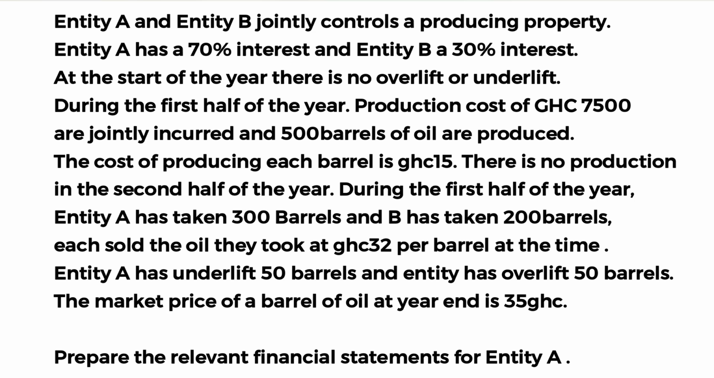32 Ghana cedis per barrel, the market price at the time. So the market price at the time was 32 Ghana cedis. Entity A has underlifted by 50 barrels of oil, and B has overlifted by 50 barrels of oil. The market price of barrels of oil at the end of the year is 35 cedis.